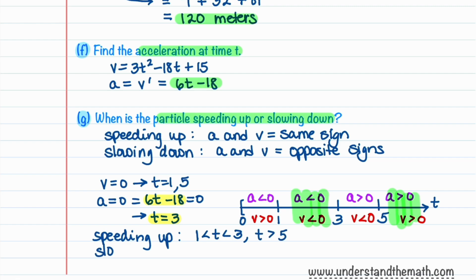And it's going to be slowing down in this region and in this region. So that is when t is greater than or equal to 0 but less than 1, and then when t is between 3 and 5. So this is when our particle is speeding up, and this is when our particle is slowing down.